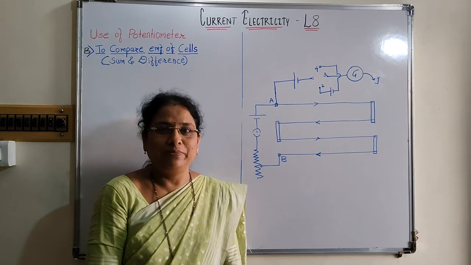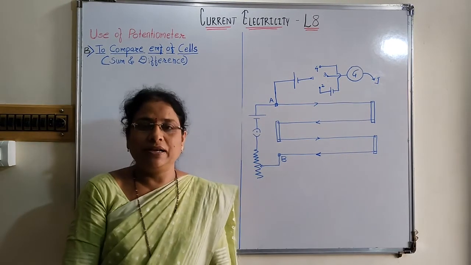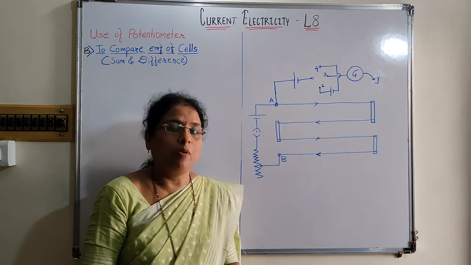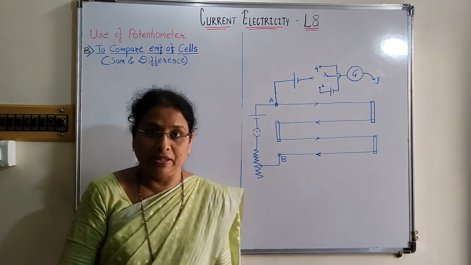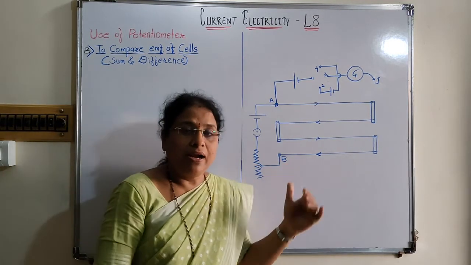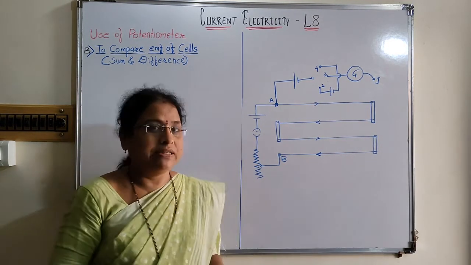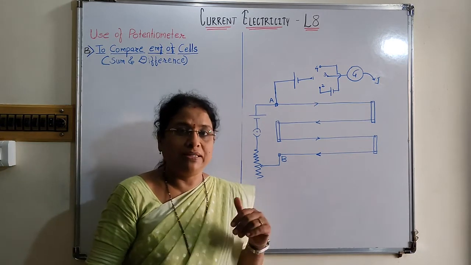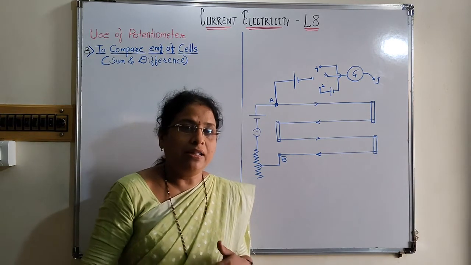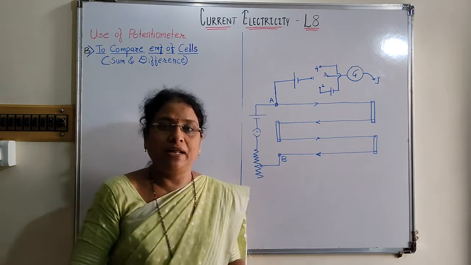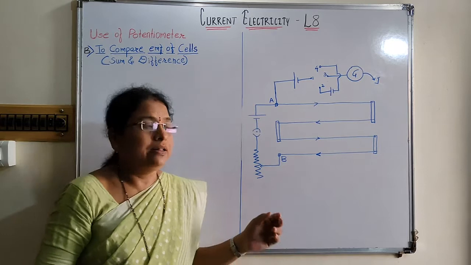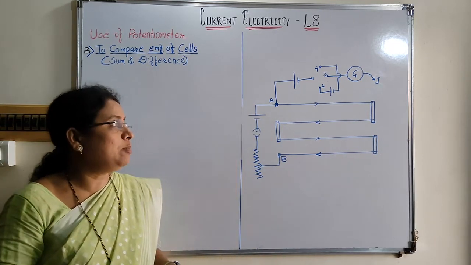Hello students, welcome. This is the 8th lecture for the chapter Current Electricity, in which I will explain comparison of EMF of two cells by sum and difference method. There are three uses of potentiometer that we can perform in the lab. This experiment, comparison of EMF of two cells by separate method, then the comparison of EMF of two cells by sum and difference method, and then the third use of potentiometer, that is to find the internal resistance of the cell. Here in this lecture I will explain the use of potentiometer to compare the EMF of two cells by sum and difference method.